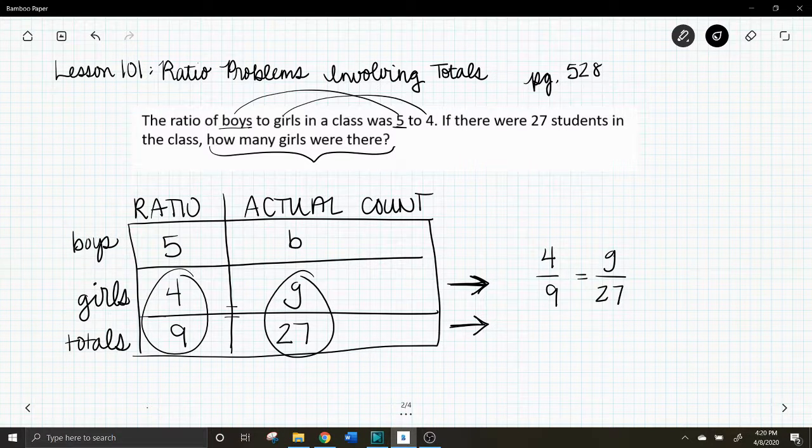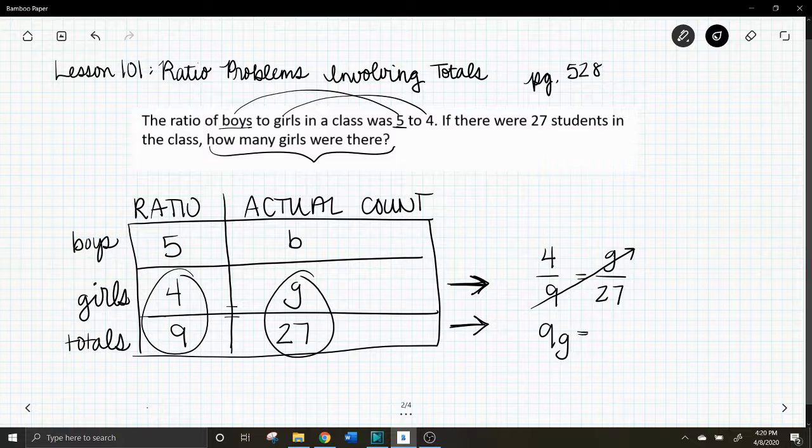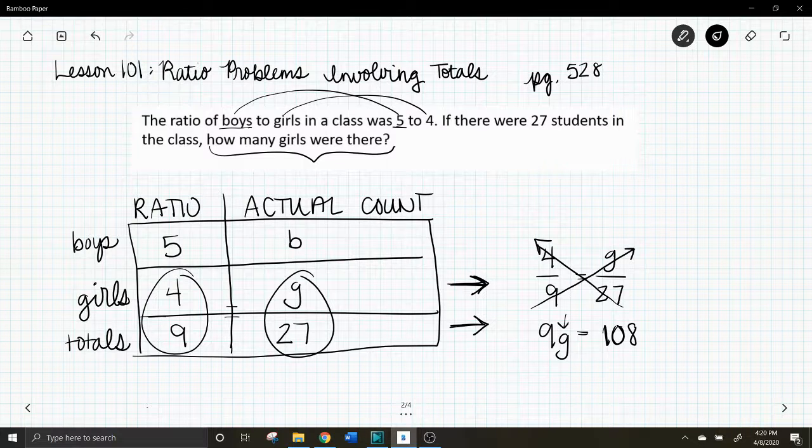What do we do? Okay, so to solve a proportion, what you want to do is cross multiply. So I'm going to say 9 times G, which I can just write 9G equals 27 times 4. So 27 times 4. Okay, so now what we have is what we call an unknown factor. Remember, that's a term in multiplication. So we have 9 times some number equals 108.